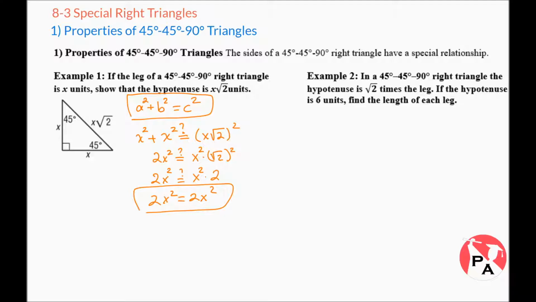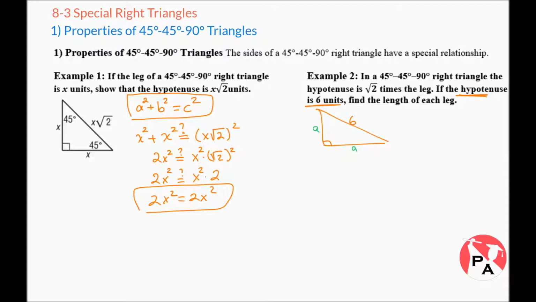Let's check it out. In a 45, 45, 90 degrees right triangle, the hypotenuse is radical 2 times the leg. If the hypotenuse is 6 units, find the length of each leg. So let's just plot this right triangle first. It says the hypotenuse is 6 units. And I know that this is a 45, 45, 90 degrees triangle. It's going to become an isosceles right triangle. That means the legs are going to be the same. So let's say one of them is a. The other one is going to be the same.